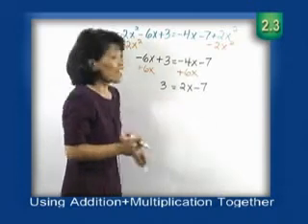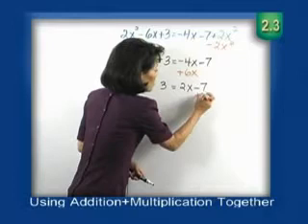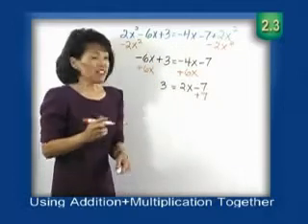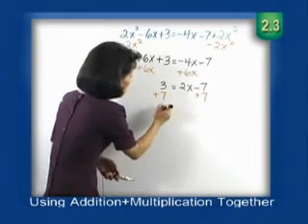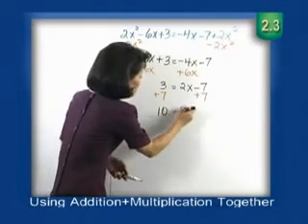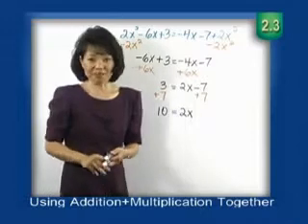I need to get rid of that negative 7. To get rid of a negative 7, I'm going to add 7. But whatever I do to one side of the equation, I've got to do it to the other. So I end up here with 10 equals 2x. Notice 0 and then 10 on the left-hand side.